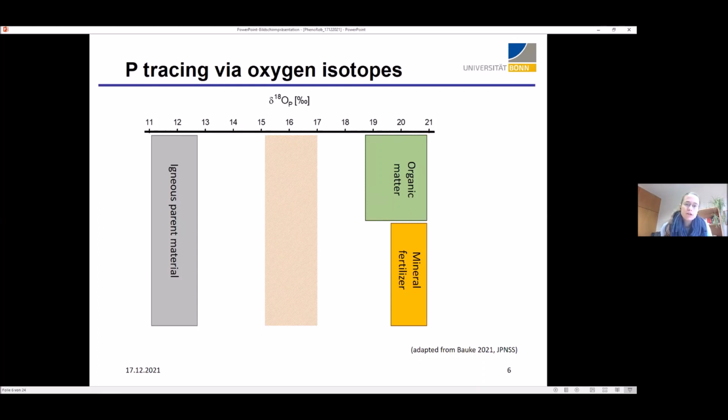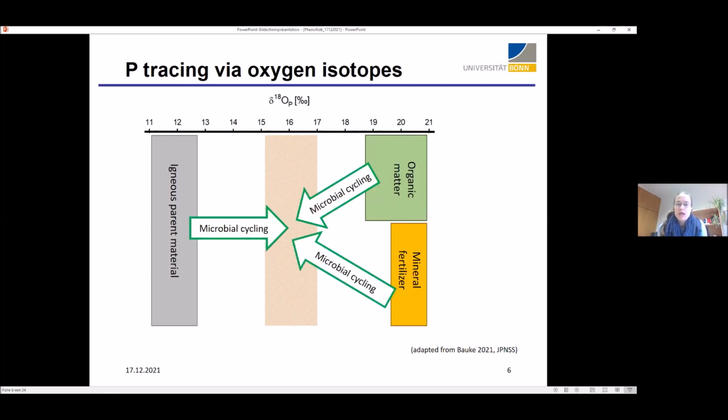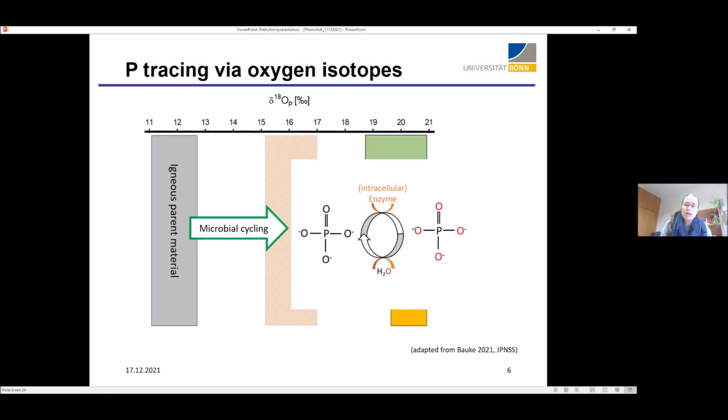And the only way that the oxygen isotopic signature of these phosphorus sources can change is by microbial activity. So what is happening there is that when microorganisms take up phosphorus and include that in their metabolism, for example, in the energy metabolism, so transformation of ATP to ADP and back to produce energy, there is an enzymatic exchange of oxygen isotopes between the phosphate and the water. And if this happens over and over and over again, eventually we will have an equilibration between the isotope ratios in the water and the phosphate.